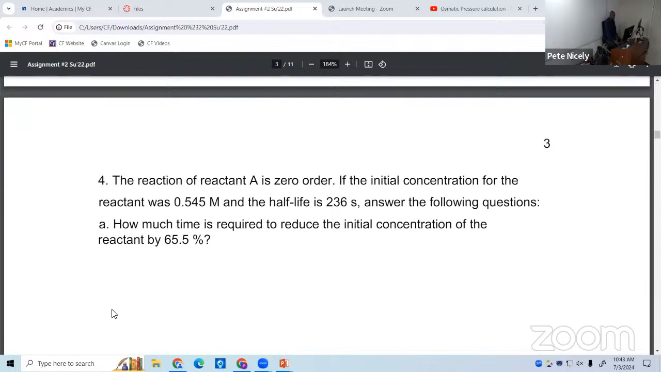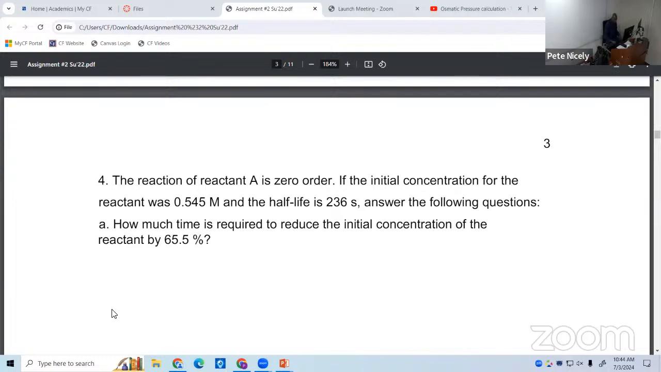Okay, so question number 4 says the reaction of a reactant A is zero order. If the initial concentration is 0.545 M and the half-life is 236 seconds, answer the following questions, the first of which is: how much time is required to reduce the initial concentration of the reactant by 65.5%?